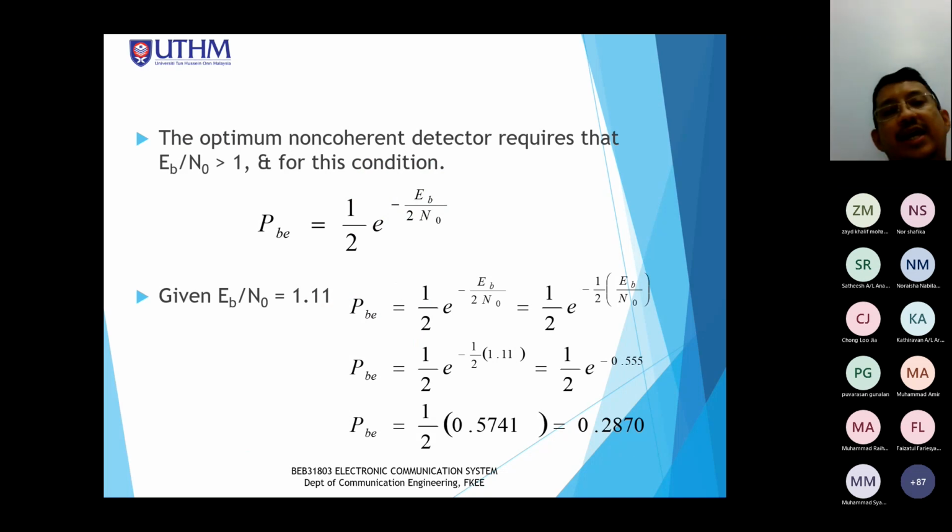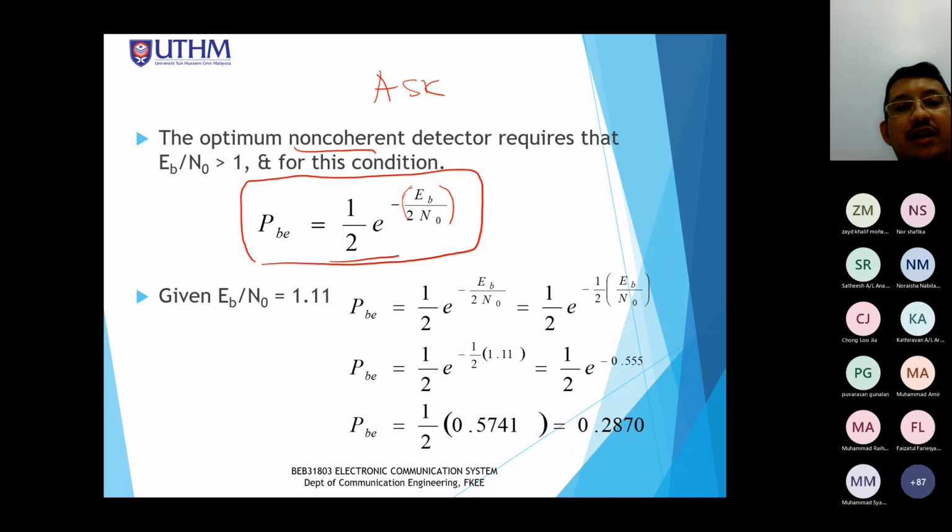So this is also ASK probability of bit error, but now we are using non-coherent detection at the receiver. If you're using non-coherent, the equation would be 1 over 2 exponent power of minus EB over 2N0. For this non-coherent detection, the probability of bit error can be calculated directly using the calculator. In this case, you don't need to use the table anymore.